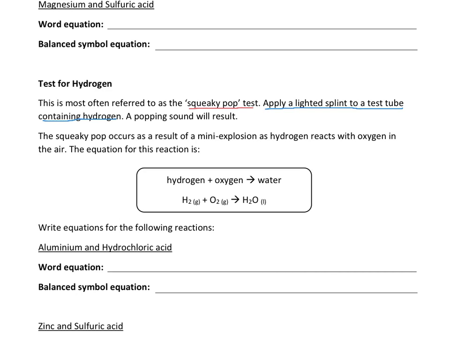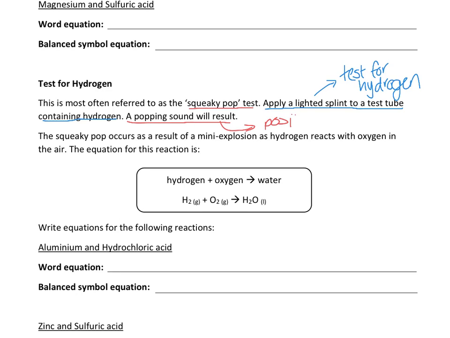Now, we did this a bit differently. We passed it through a Bunsen burner. It just gives a clearer pop. But don't write that in the exam. Don't write that you passed a boiling tube of hydrogen through a Bunsen burner. The proper way to do it is to apply a lighted splint to a test tube containing hydrogen. So if you make a little note that that is the test for hydrogen, and then make a note that this is the positive result.